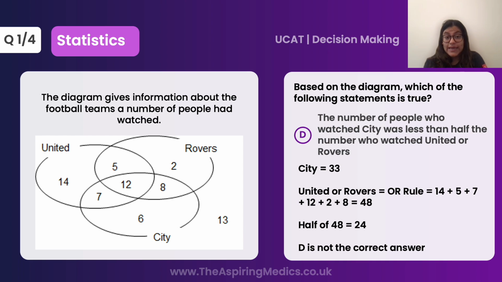Finally, option D, the number of people who watched City was less than half the number who watched United or Rovers. So from the previous option, we know that the number of people who watched City was 33, and the number of people who watched United or Rovers is the OR rule. So you add up all the probabilities. So that's 14 plus 5 plus 7 plus 12 plus 2 plus 8, which gives you 48, and the half of 48 is 24, and therefore the number of people that watched City was not less than half the number of people who watched United or Rovers, and therefore D is not the correct answer either.